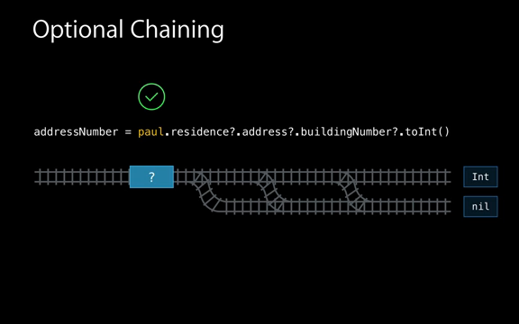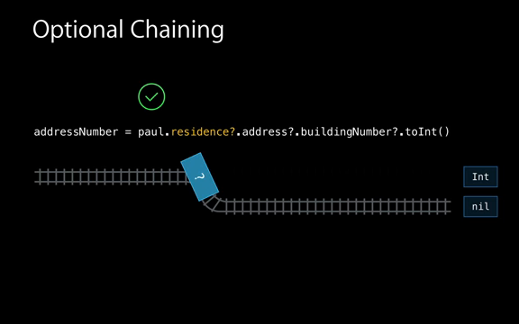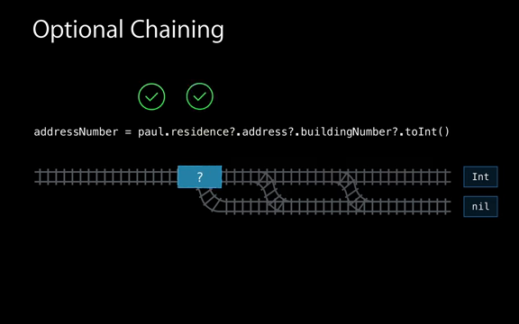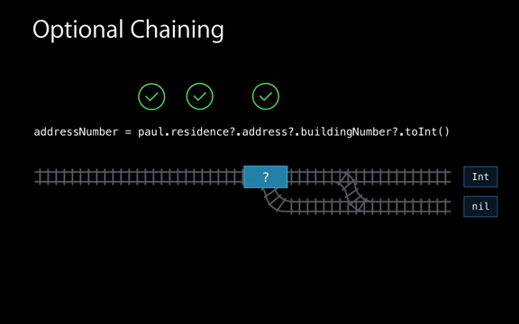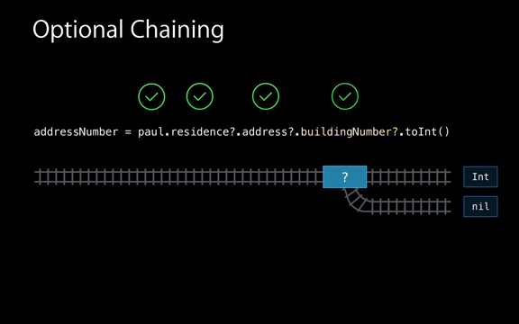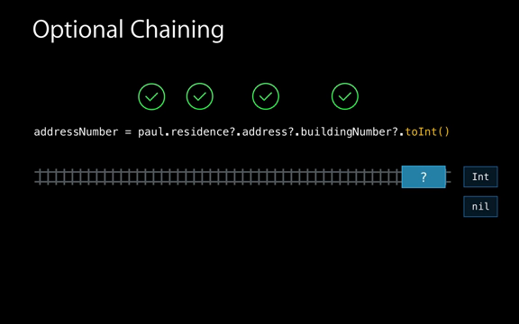We can go to the first optional here in the chain expression, residence. Well, we know that we've set it as a residence, but if it were nil, we would actually just take the nil track and the entire expression would return nil. It's still of an optional type, but it simply returns nil, and the rest of the expression is ignored. But of course, we did set a residence, and we can do the same here along the path. And we can check every single optional in the chained expression to see whether or not it's valid. In this case, we've set an address, we've set a building number, and finally we come to the last method call after we've checked all of the rest of the optionals.